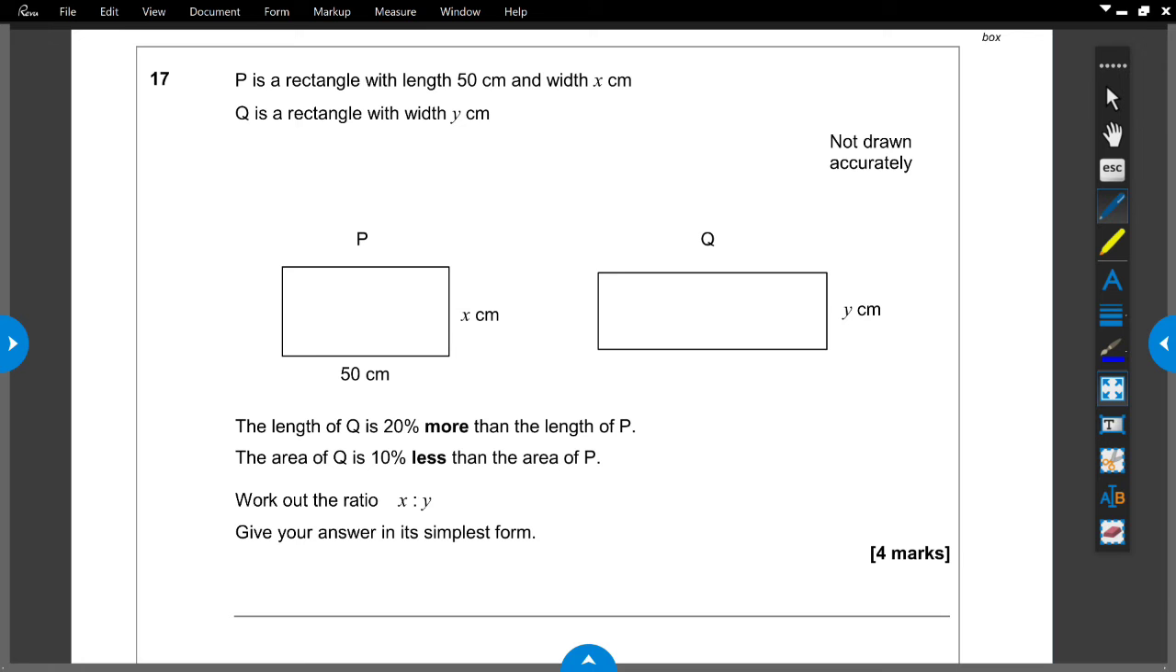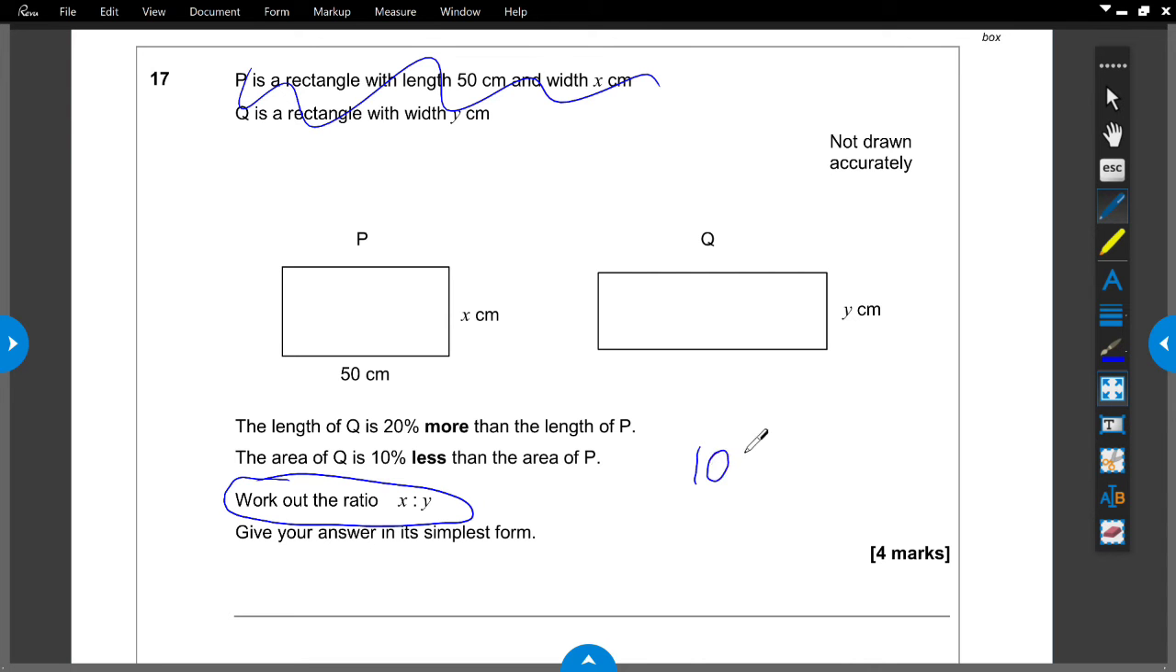Now, working with what we have, we do have ways of linking these, because we're told that the length of Q is 20% more than P. I'm just going to use this rule that we have to use all the information we're given. So this is what we're trying to find out. This we're just given on the diagrams down here, so we can just include that within here. And we're going to use this piece of information first. The length of Q is 20% more than the length of P.